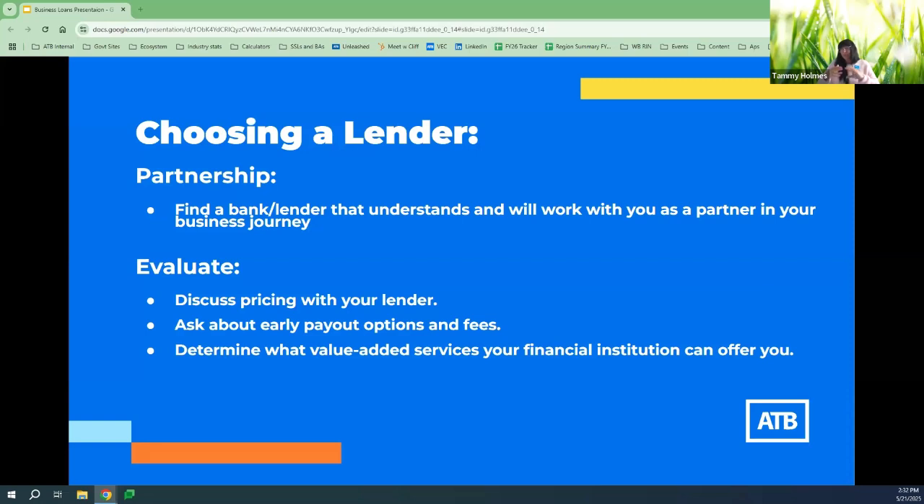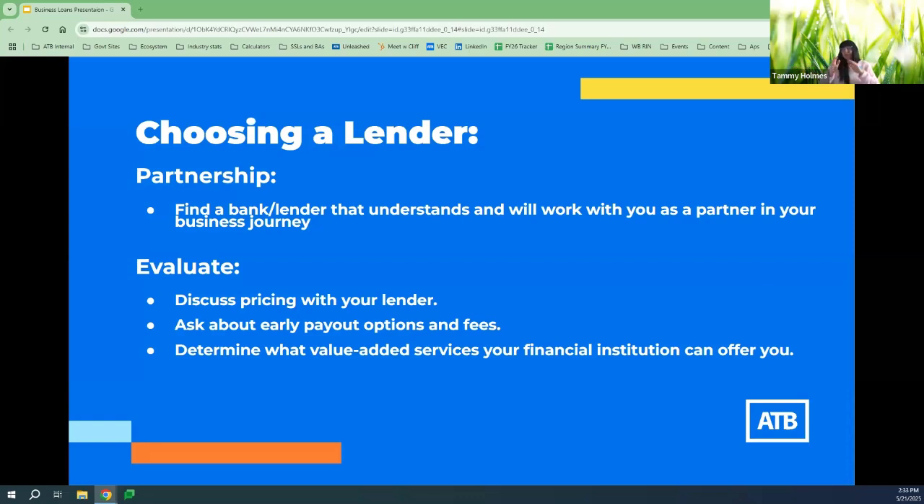My other thing would be discuss pricing with your lender. We can't always give you interest rates and fees up front. Those often come with applications, but we have a pretty good idea when we're looking. We can tell you about the loan fees, early payout fees, because there's always penalties involved with certain types of loans when you make an early payout.